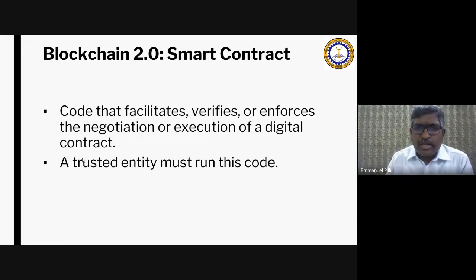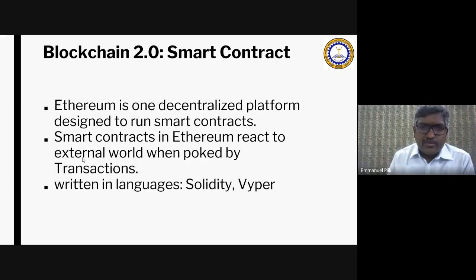So all these things. And then there is an important aspect called smart contract. This is how blockchain is getting used now, right? So you have a code that facilitates, verifies, or enforces the negotiation or execution of a contract. So earlier contracts, bond papers and all were contracts, but many of these things can be plagiarized, and forgery can be done on them. But now when you create a smart contract on a blockchain, it will be difficult. So a trusted entity, if they run the code, it is very easy.